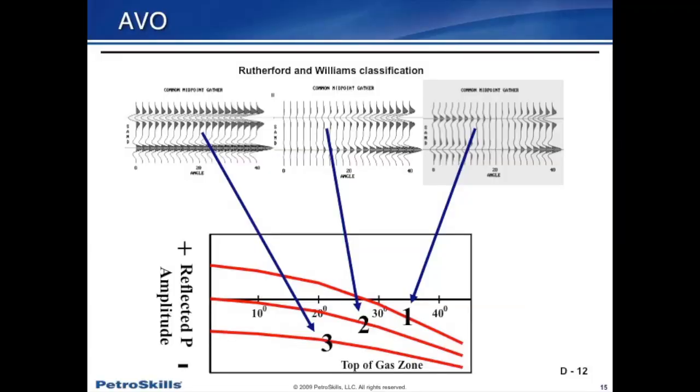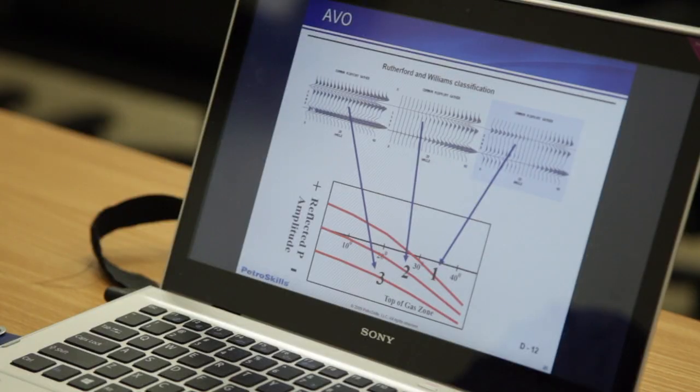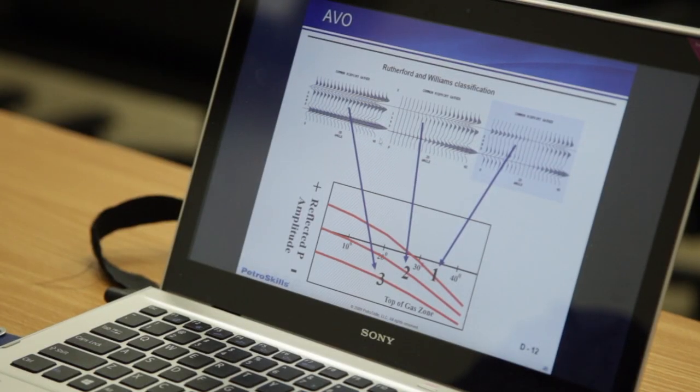And if you look at this figure here, this is a class 3 AVO anomaly. And what happens is, when I put gas in the reservoir, the reflector on both the top and the bottom of the sand increase in amplitude as I move from near traces to far traces. When there is no gas in there, we expect the signal to go from higher amplitude to lower amplitude.